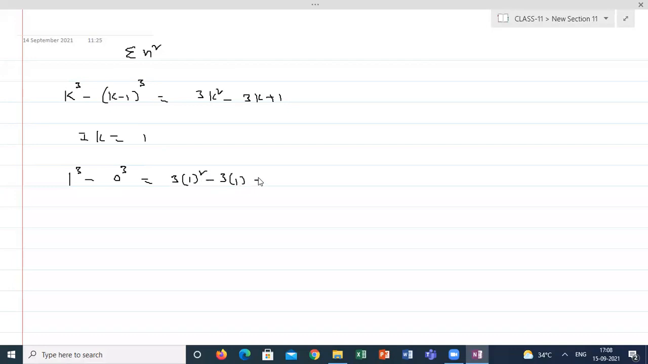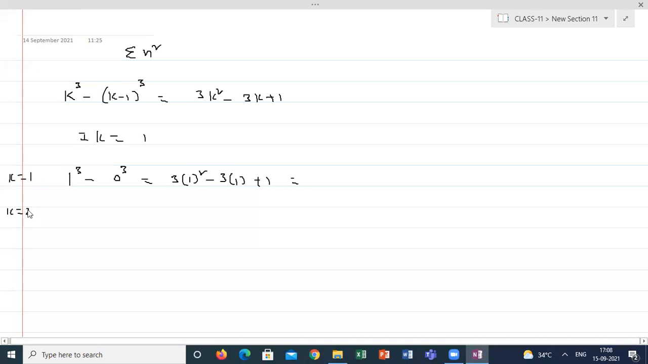We know k cube minus (k minus 1) whole cube can be written as 3k square minus 3k plus 1. If k is equal to 1, I will get 1 cube minus 0 cube, which will be equal to 3 into 1 square minus 3 into 1 plus 1. We can keep it like this if I'm substituting k is equal to 1.